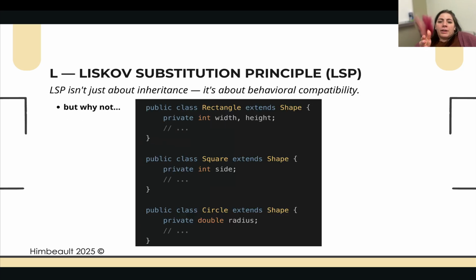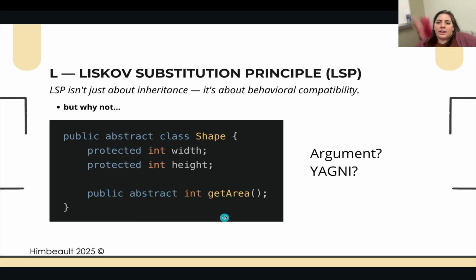So here we can see that we could potentially do an extend shape where each one has its own information. Like this one has its width and height, this one has its inside, this one has its double radius. And then here's our abstract class, as I was just mentioning, right? Where potentially we have these internal variables that we can hide away and then the abstract get area. But why, right? YAGNI. We don't really need this.